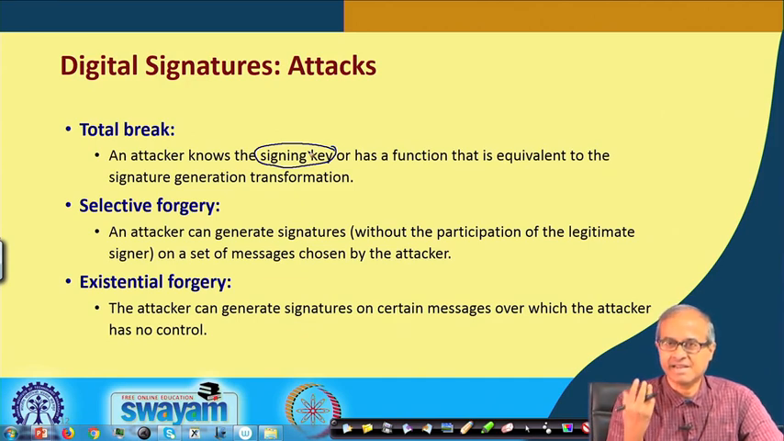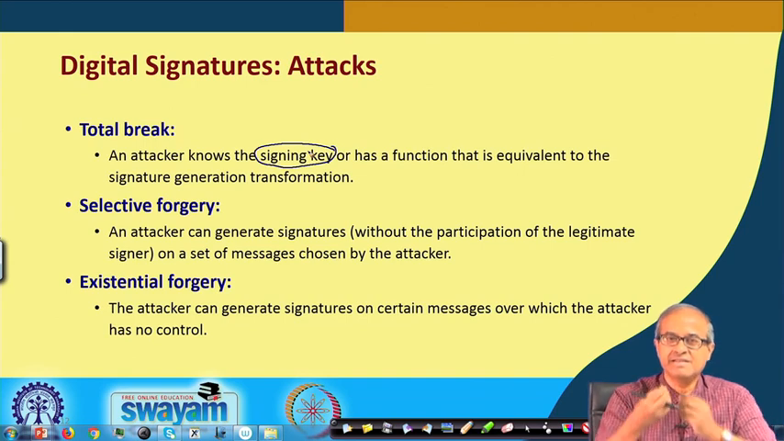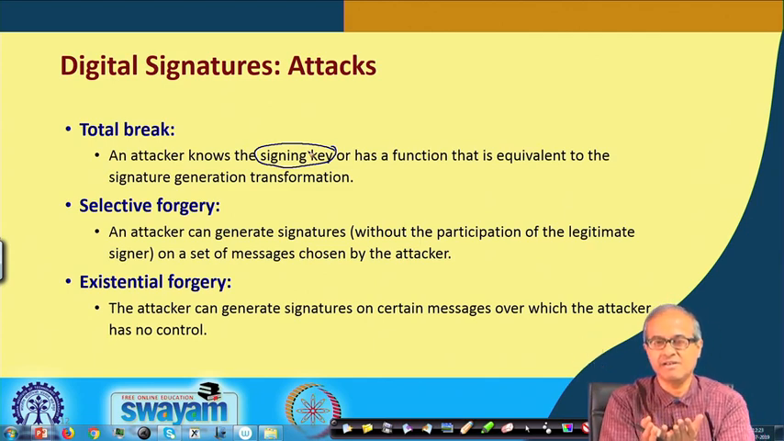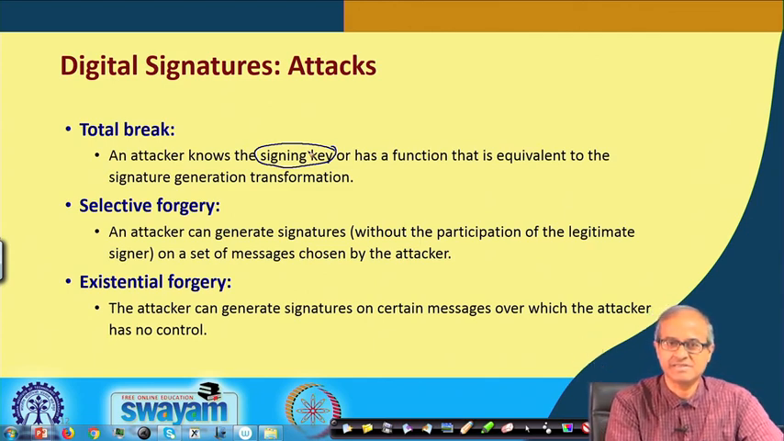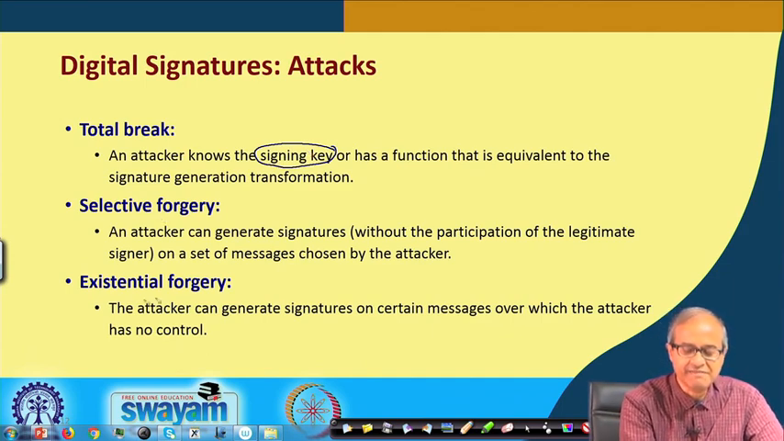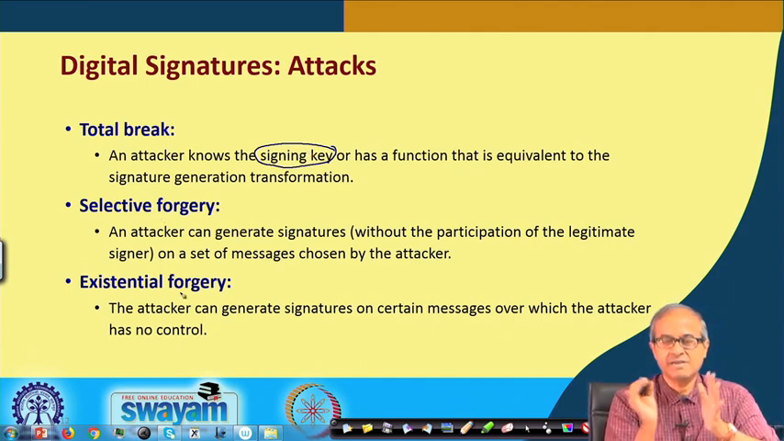If the attacker gets the signing key, then he can do anything: modify the message, again generate a signature, append it to it. So, any recipient will feel that this is the correct message with a correct signature, right. Selective and existential forgery are a subset of that.